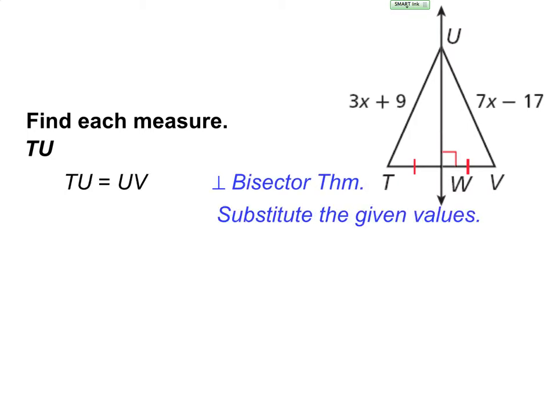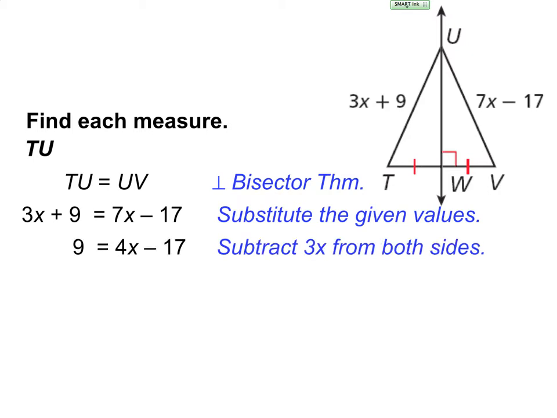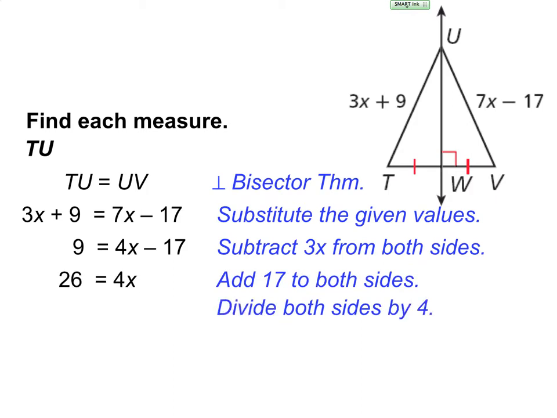Correct. And do the calculation, who was fast? What do you got? Nobody? X equals 6. 6 or negative 6? I don't think I'm getting either one. 6.5. 6.5. So then TU, substitute in 3 times 6.5 plus 9, so 28.